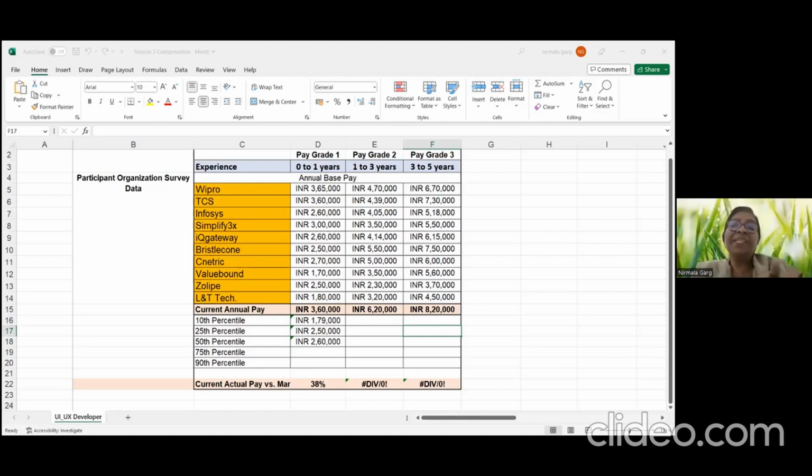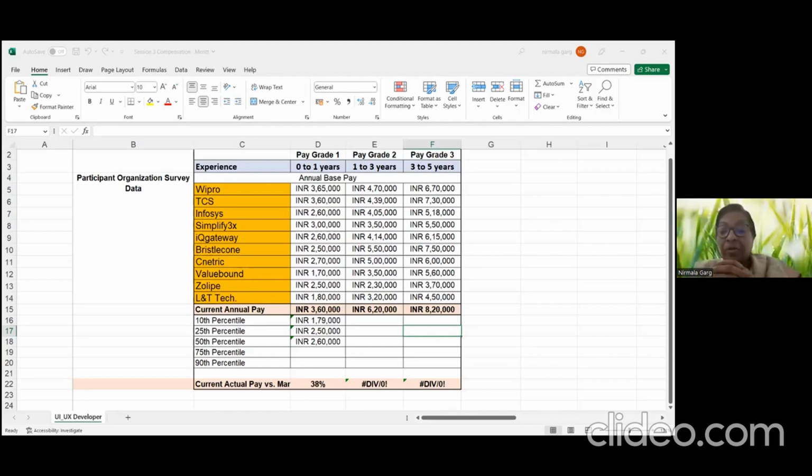Now, the market data, as I said, is the 50th percentile or midpoint, which is 3,65,000 per annum. Or you can also take it as dirhams for grade 1, grade 2, grade 3. Again, TCS is paying this much. Infosys is paying. So you have all the companies there. You have the market data being paid at grade 1 for all the companies, for grade 2, and for grade 3.